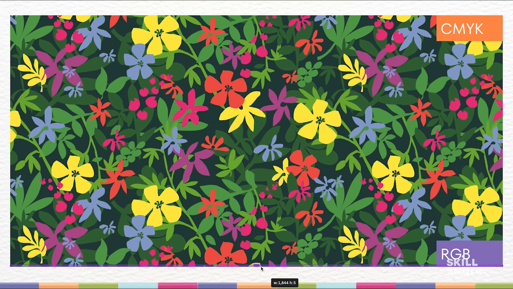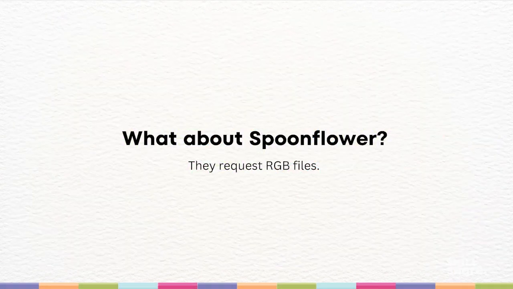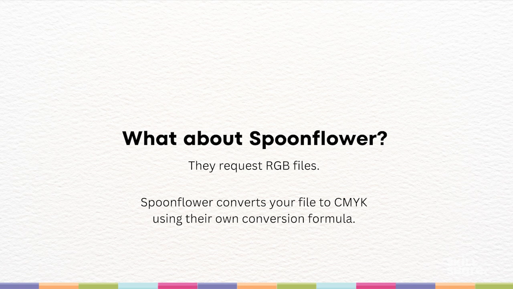Now I can hear what you're saying. You're saying, hey, but what about Spoonflower? They request that you send RGB files. That's true, but their inkjet printers do use CMYK colors, and they just ask for RGB colors so that they can convert them once they get them using their own conversion formula. That helps them with color consistency.